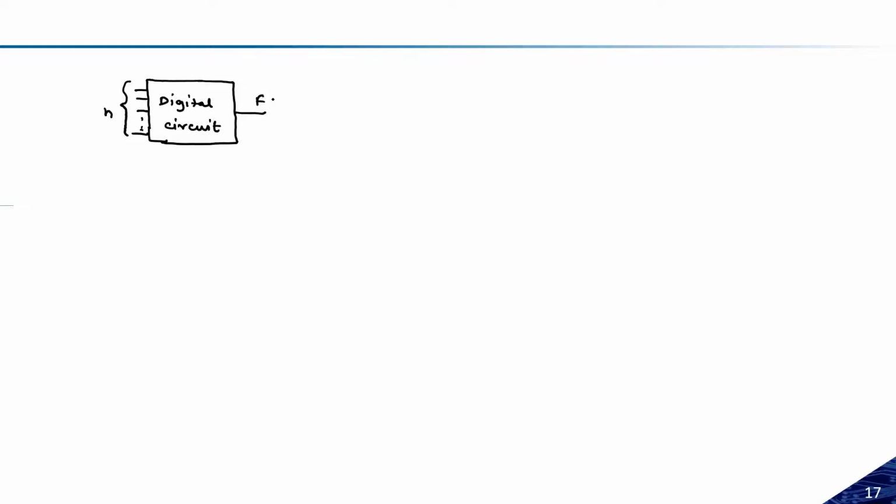So what does it mean? If I have any digital circuit and there are n number of inputs, in that case the total possible logical possibilities could be 2 to the power n. Suppose I have a circuit having 2 inputs, then the total possibility will be 2 to the power 2, that will be 4. If I have 3 inputs, then the total possibility will be 8. So this is how we can calculate the total number of possibilities.